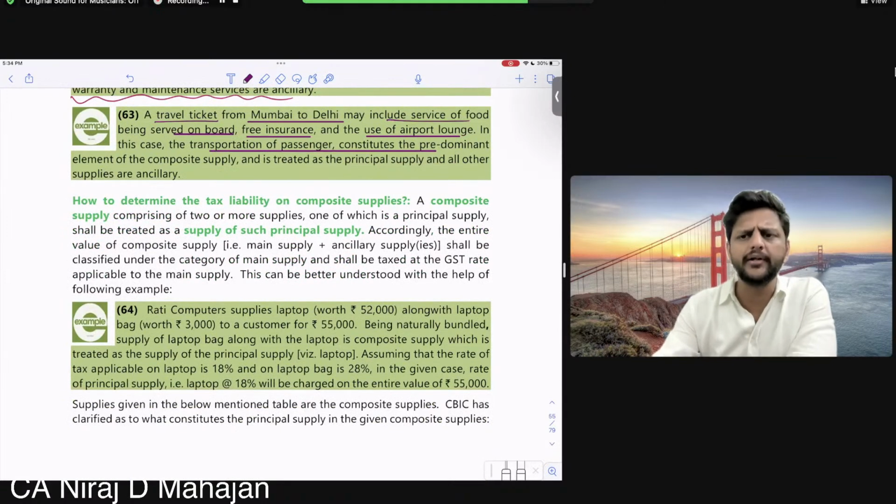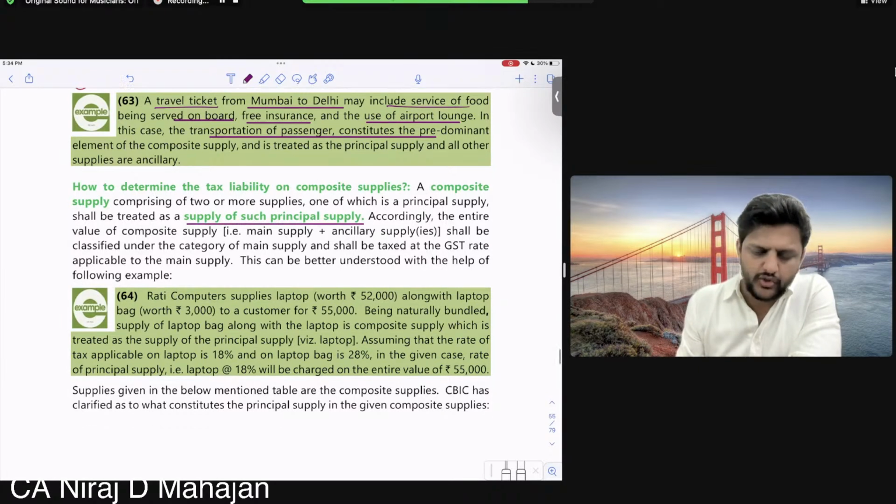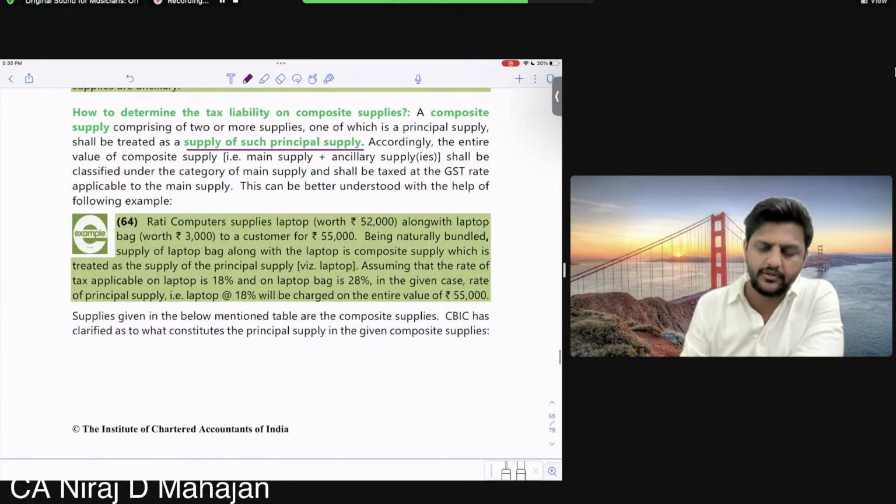Then, how do you determine the taxability in case of composite supply? Whatever is the tax rate for the principal supply. So the rate of principal supply will be applicable on the entire supply. Look at the example.